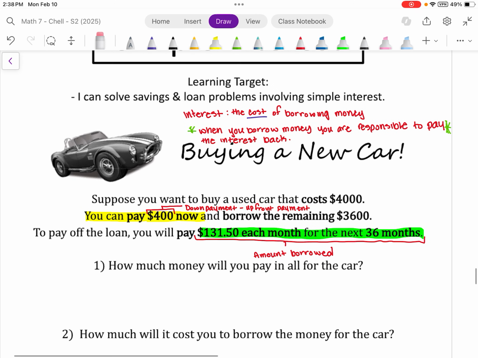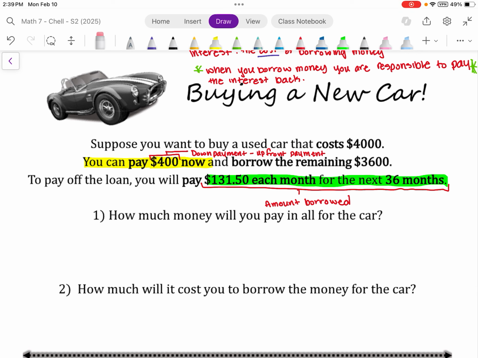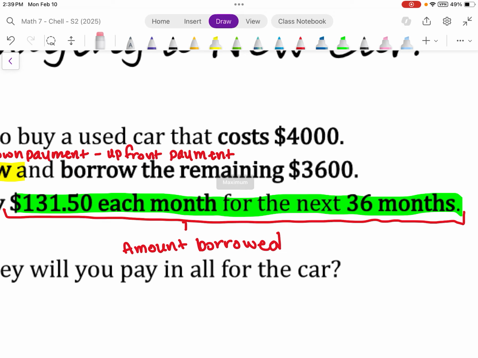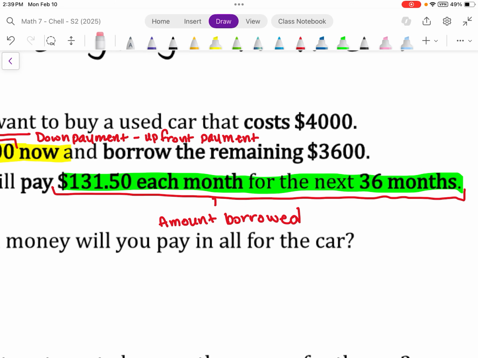So let's look at an example that focuses on interest and money. Suppose you want to buy a used car that costs $4,000. You can pay $400 now, which is the down payment and upfront payment that you have, and borrow the remaining $3,600. To pay off the loan, you will pay $131.50 each month for the next 36 months. So, since we didn't have the $3,600, we went to the bank, asked for a loan, and they gave us a plan, which is $131.50 each month for 36 months.